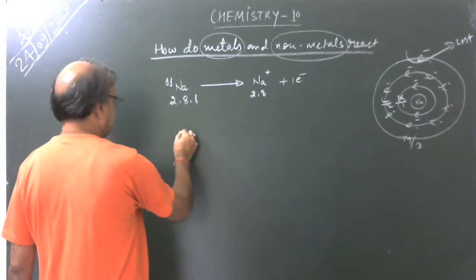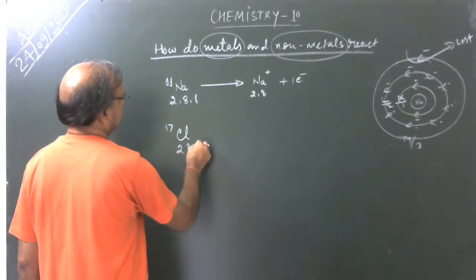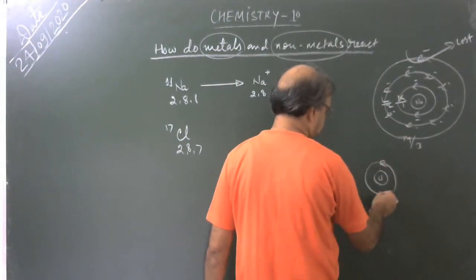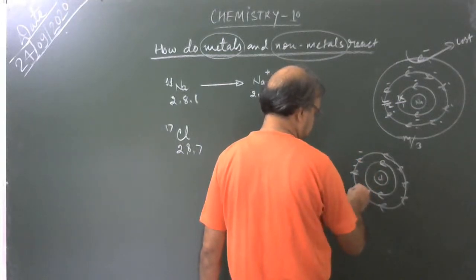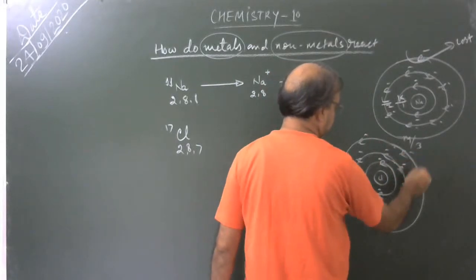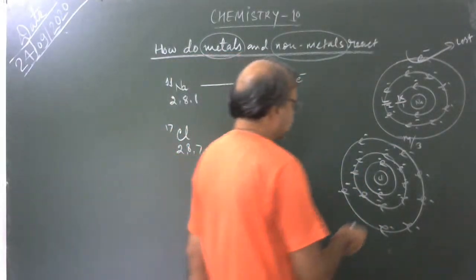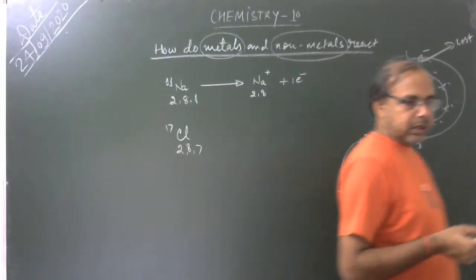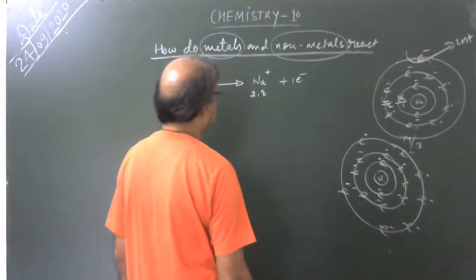Similarly, for chlorine, Cl, the atomic number is 17, so its electronic configuration will be 2, 8, and 7. This is the nucleus of chlorine, and in the first orbit there are two electrons, in the second orbit there are eight electrons, and in the third orbit there are seven electrons. It is easy for sodium to lose its one outermost electron and convert into Na plus ions, requiring less energy.